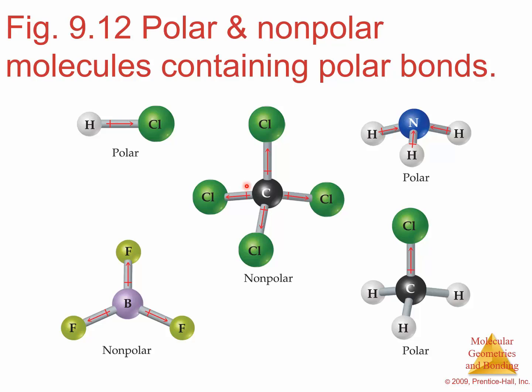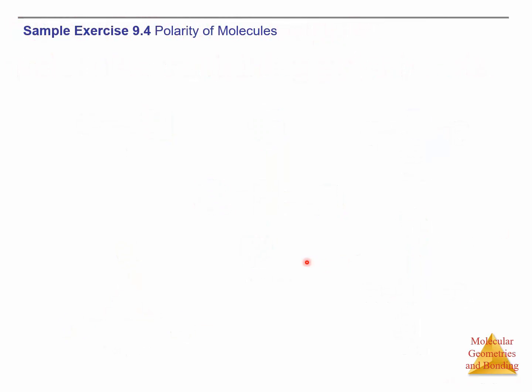So here you can see ammonia, NH3, is polar, HCl is polar, CH3Cl is polar because we have a net dipole here, whereas CCl4 is non-polar, and also BF3 is non-polar. Finally, let's look at this sample exercise talking about polarity of molecules.